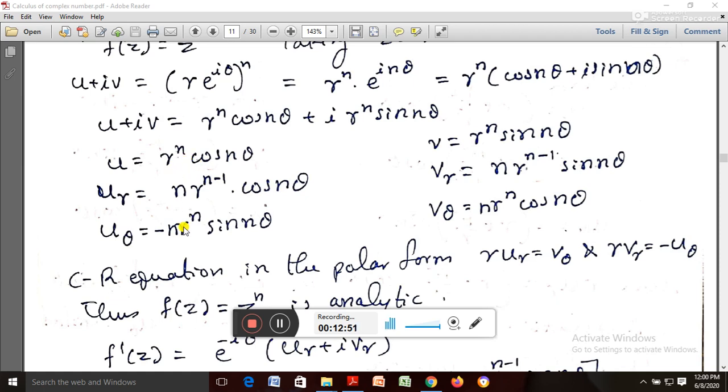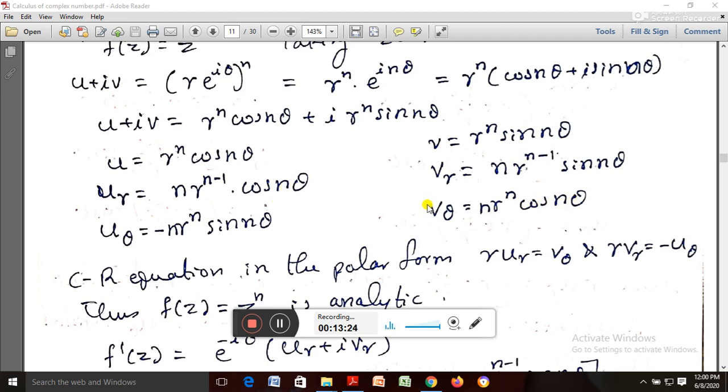Differentiate with respect to theta, r raised to n as it is, then cos differentiation is minus sin n theta, and n theta differentiation is n. Similarly, differentiate v with respect to r and theta. So dou v by dou r, or v_r, is equal to sin n theta as it is, and the differentiation of r raised to n with respect to r is n into r raised to n minus 1. Differentiate with respect to theta, that is r raised to n as it is, sin n theta differentiation is cos n theta into n.